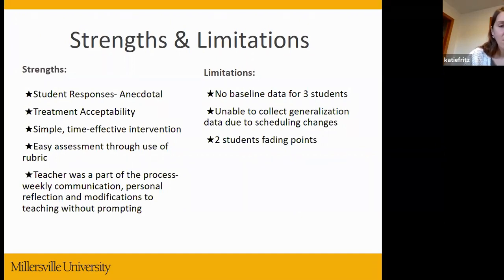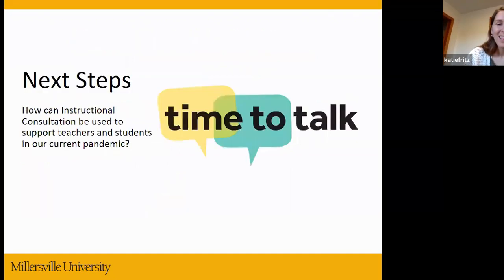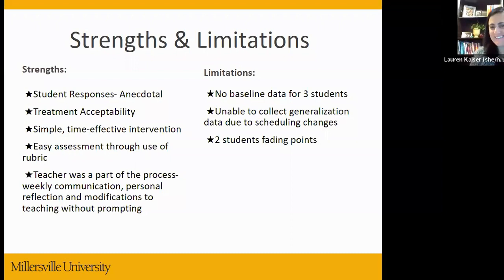And limitations. Go ahead. Just that we didn't have the baseline and we couldn't do the generalization data just due to scheduling changes at that point. The semester had ended. We did try to get fading points for all of the students. Obviously, our target student, we had some. The other 3, it didn't really work out.